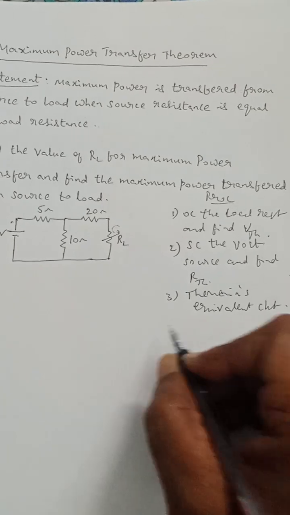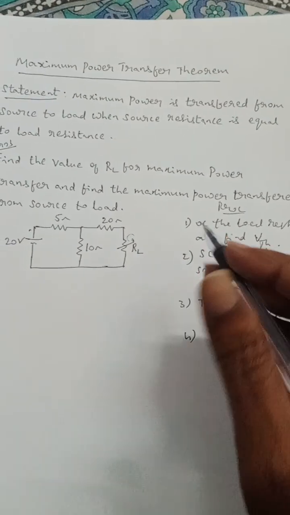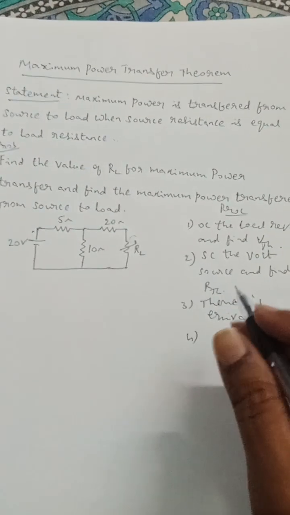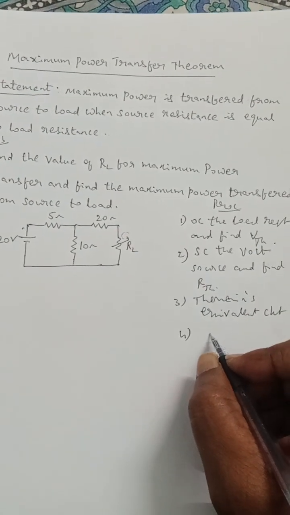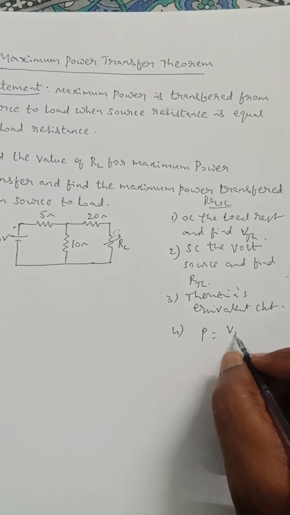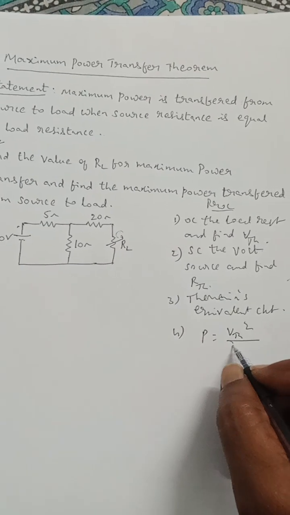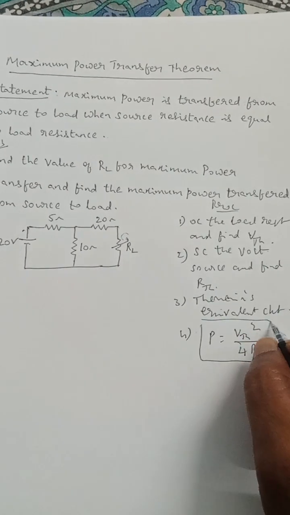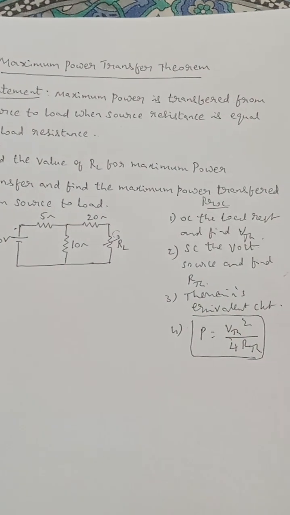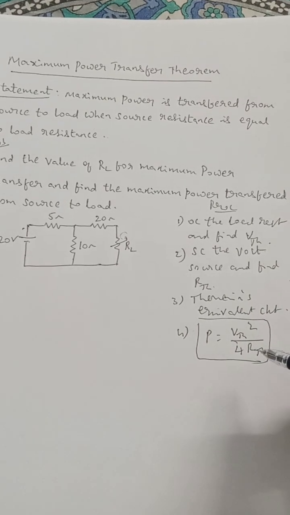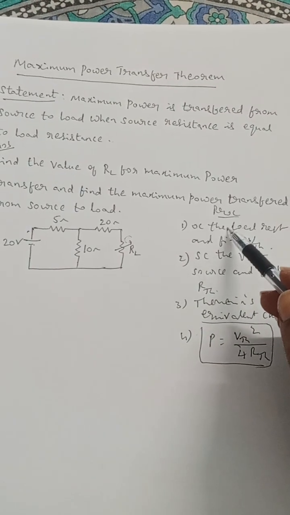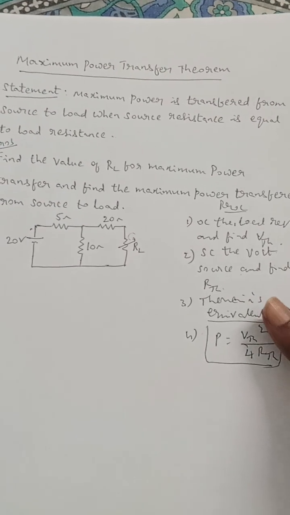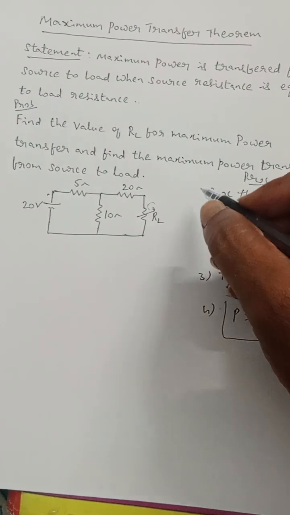circuit. Now find the power through the load resistance by using the formula power P equal to V Thevenin's square by 4 into R Thevenin's. This is the maximum power transferred from source to the load. P equal to V Thevenin's square by 4 into R Thevenin's. V Thevenin's is obtained from the first step and R Thevenin's is obtained from the second step. Okay, now let us solve this problem based on this procedure.